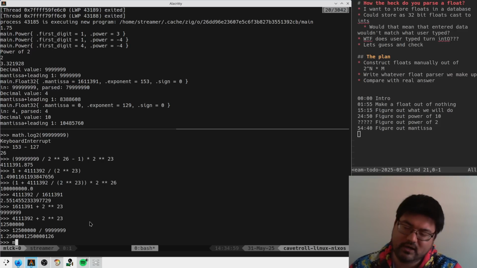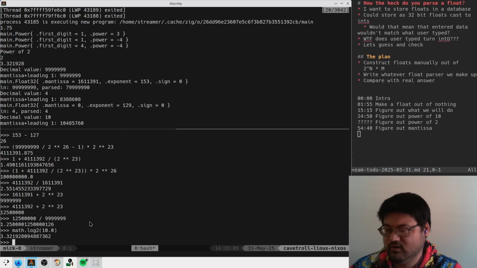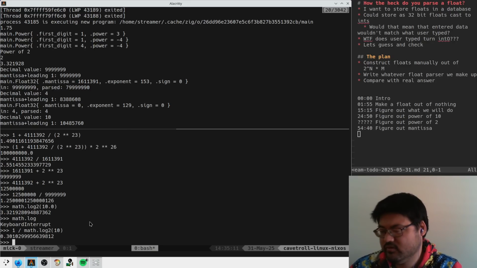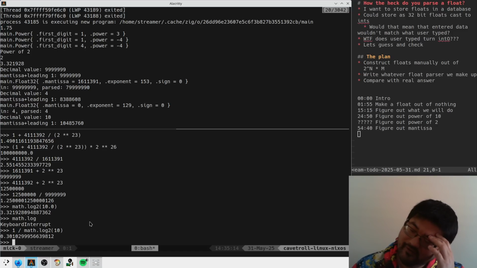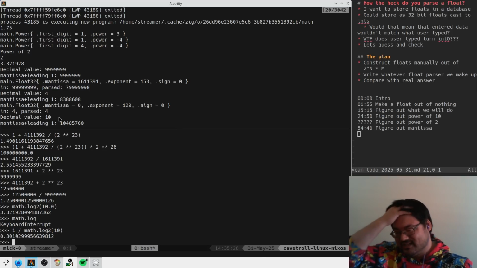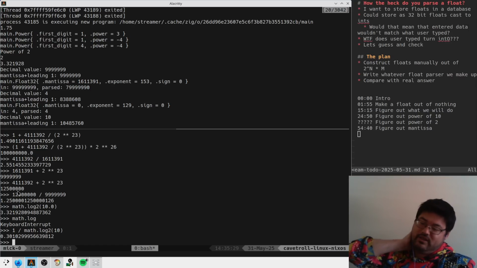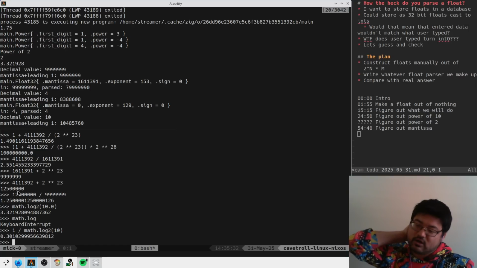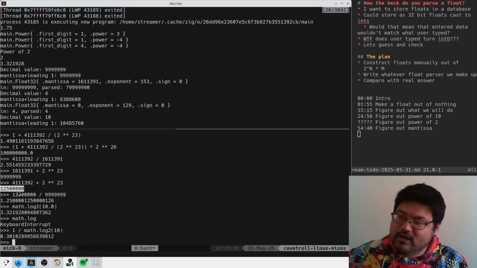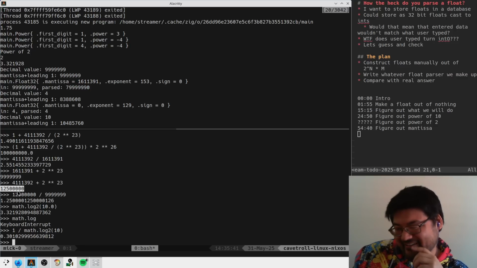1.25. What is math log of 10? 3.3. So it's not that. Dude, my poor dumbass brain. So where is this number coming from? Because that's the correct answer. And this is not related to the decimal number I'm seeing at all.